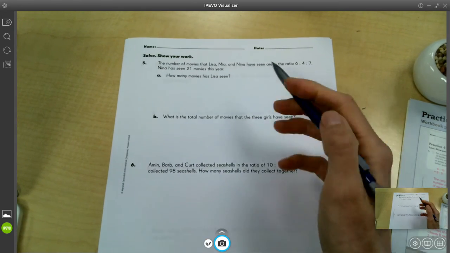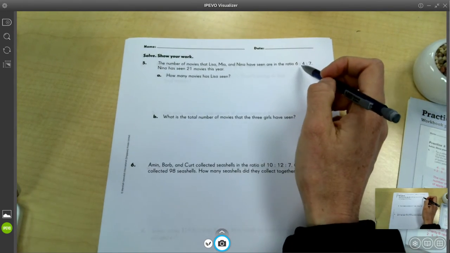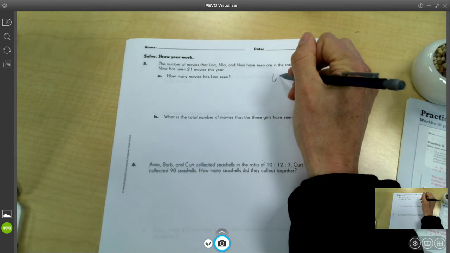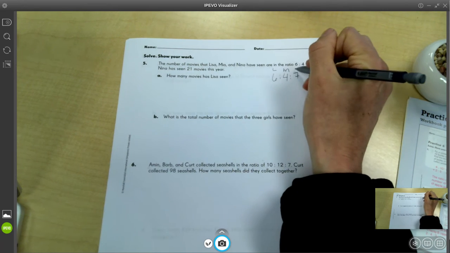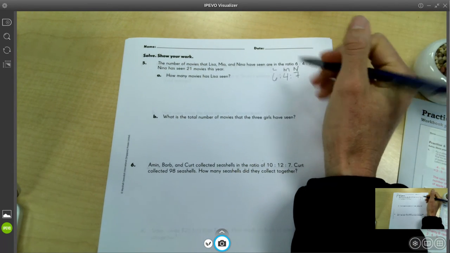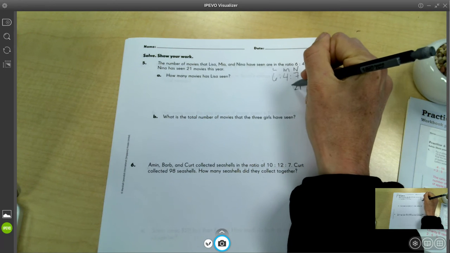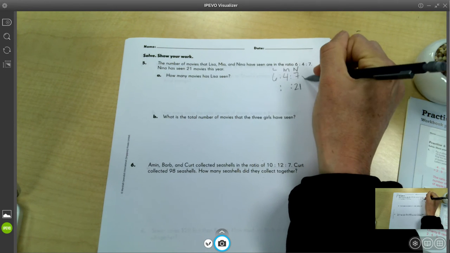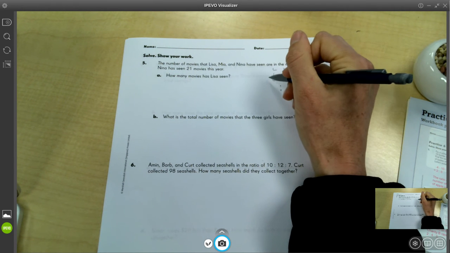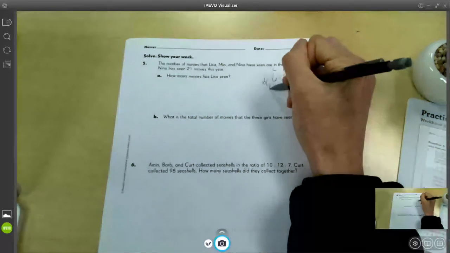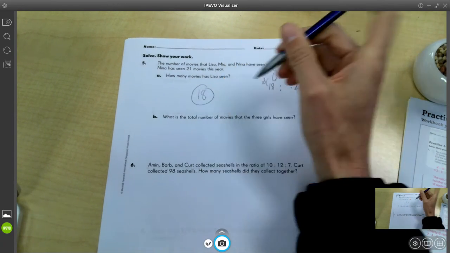All right. The number of movies that Lisa, Mia, and Nina have seen are in the ratio of 6 to 4 to 7. Lisa to Mia to Nina. Gotta draw it, gotta label it. Nina has seen 21 movies this year. How many movies has Lisa seen? Well, we're using equivalent ratios. 7 times 3 is 21. 6 times 3 is 18. Lisa has seen 18 movies.